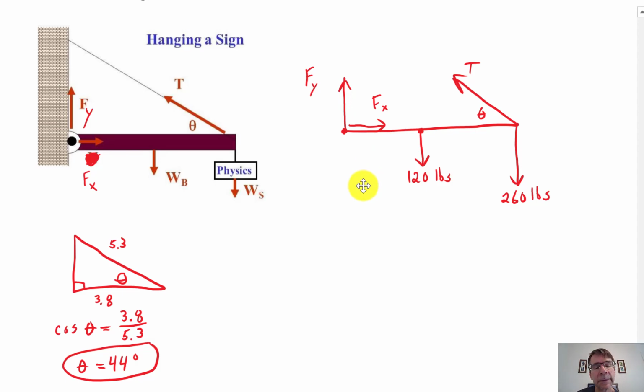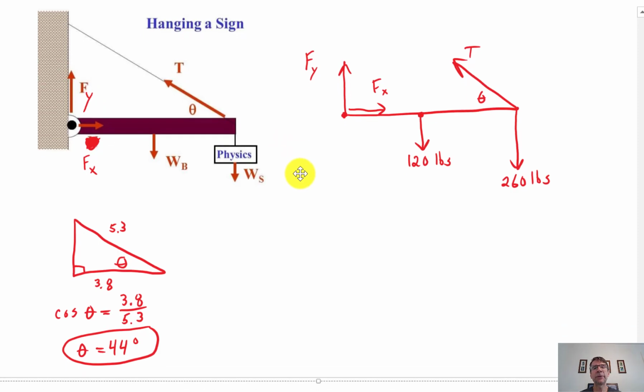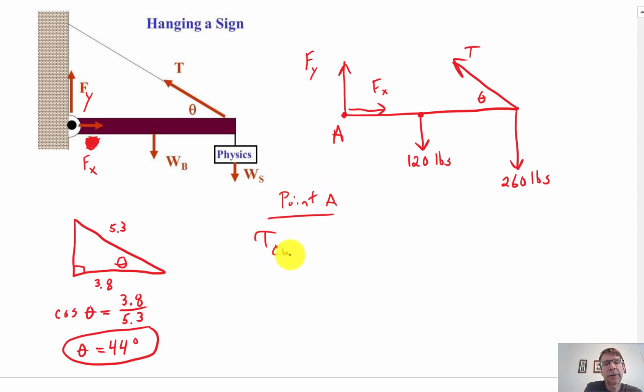I could, right now, but I'll do it later, take T and break it up into two components, which I will have to do eventually. But I don't need to do that yet because the torque equation can factor that in. So I'm going to do my first condition, or one of my conditions, for torque. Well, let's call this point A right here. I think we'll use our torque from point A. All right. So from point A, you're going to have your clockwise torque equals your counterclockwise torque.